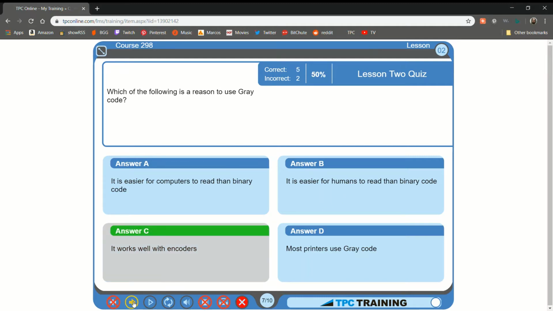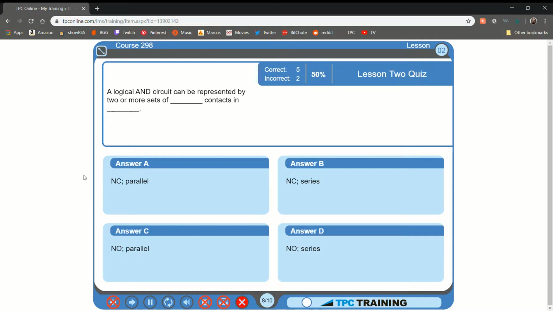That is correct. A logical AND circuit can be represented by two or more sets of A. Normally closed contacts in parallel, B. Normally closed contacts in series, C. Normally open contacts in parallel, D. Normally open contacts in series. That is correct.